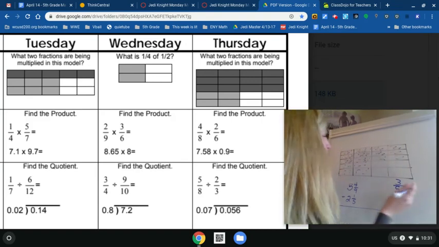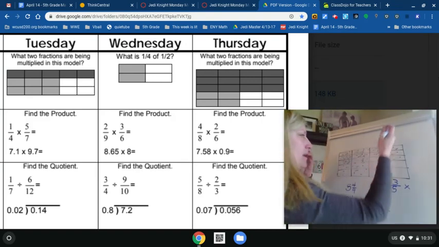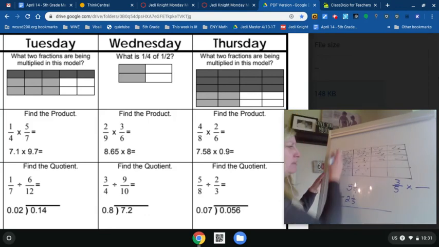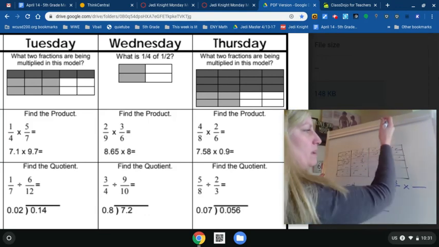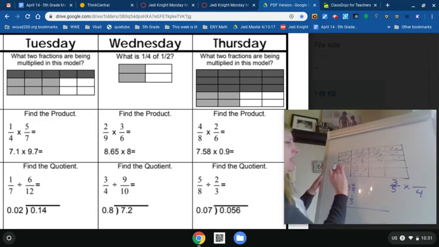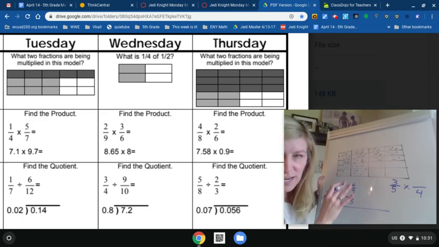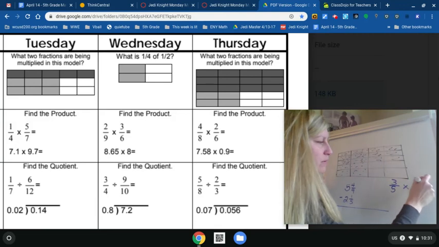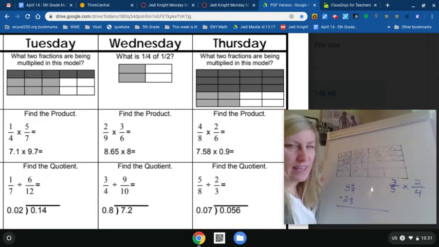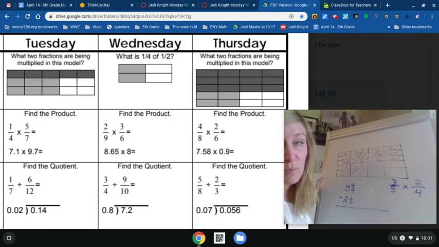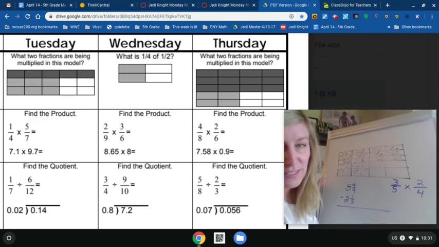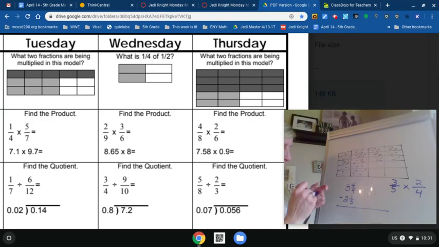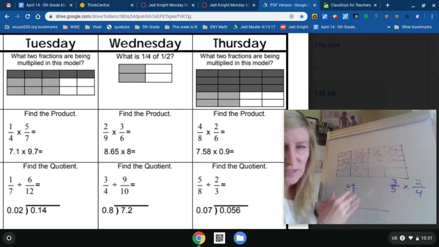And it's being multiplied by the columns. How many columns total do you see? Do you see 1, 2, 3, 4 columns? And how many are fully shaded? Fully shaded, 1 and 2, all the way down, 2 out of 4. Okay, and then you would just multiply that if you really needed to. But the question says what two fractions are being multiplied. That is what you want to write down, 3/5 and 2/4. And then to multiply, you just go straight across.